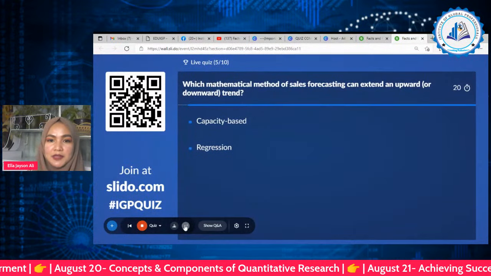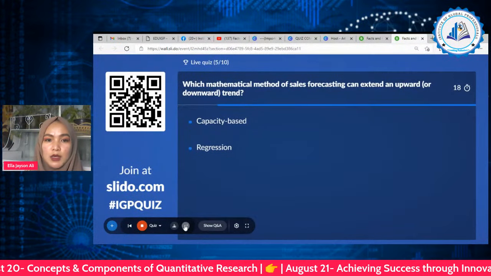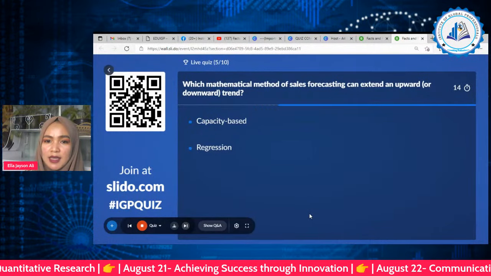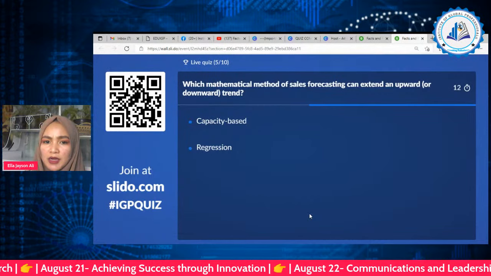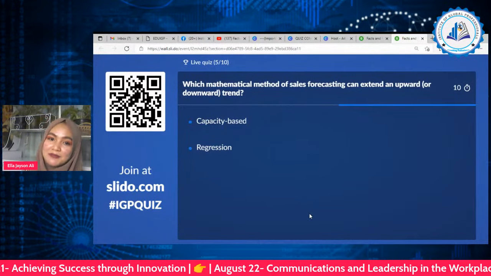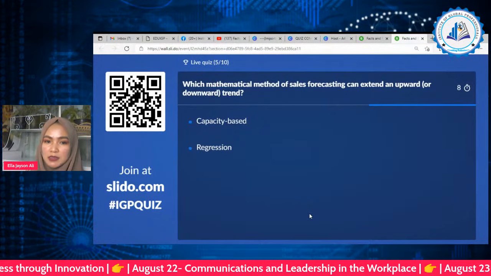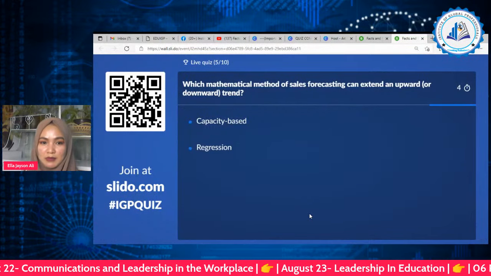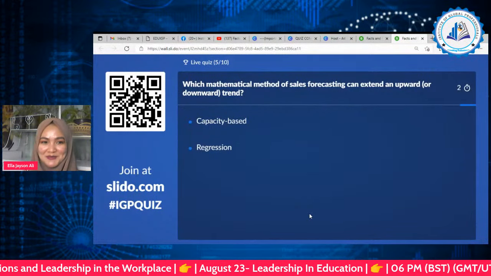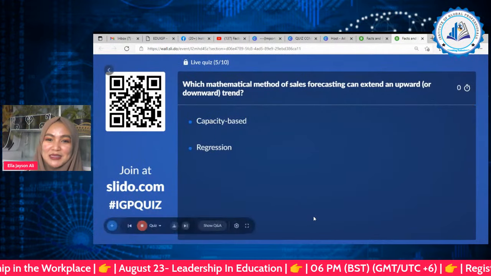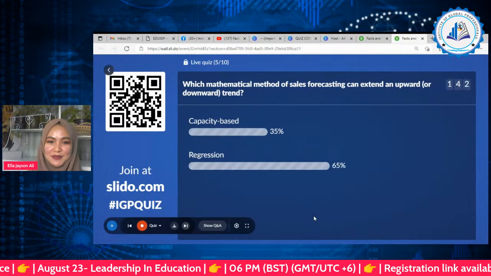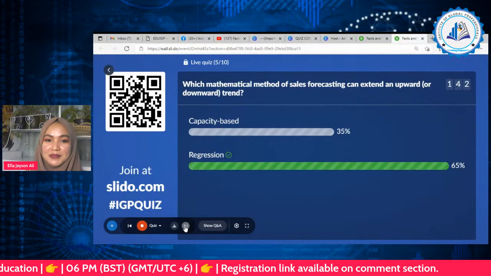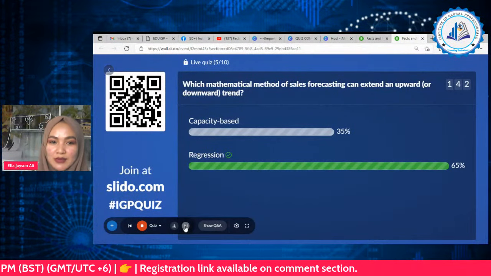Okay, the fifth question. Which mathematical method of sales forecasting can extend an upward or downward trend? Is it capacity-based or regression? These are familiar to me. Let's see the correct answer. All right. The correct answer is regression.